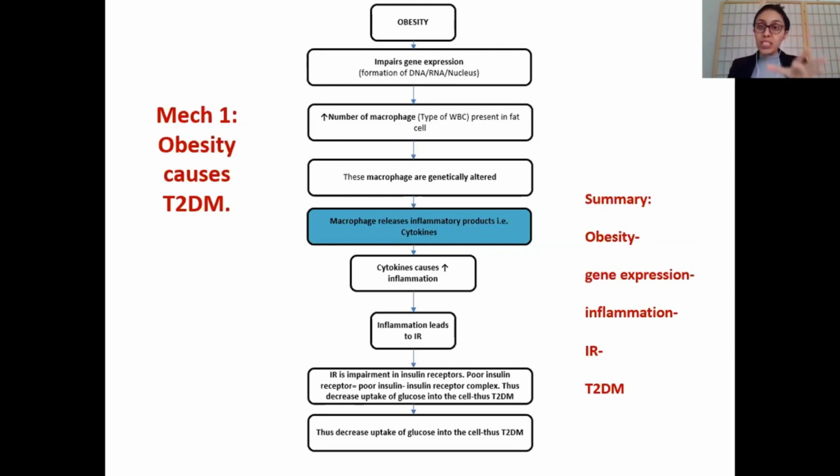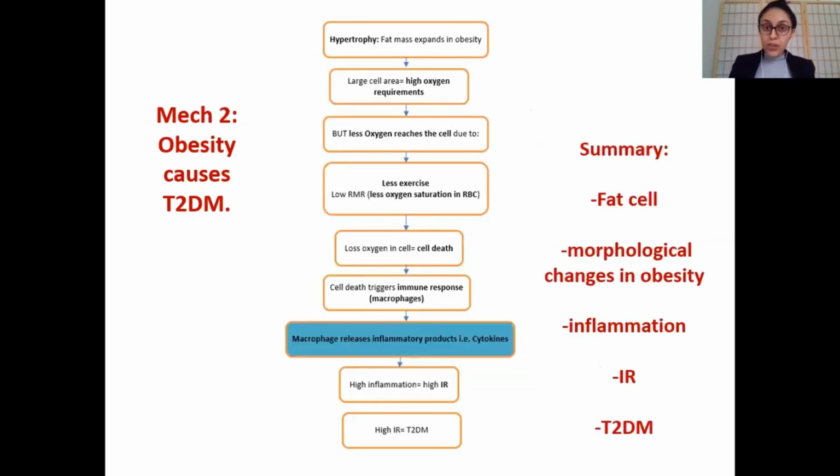Therefore, overall, what is the net result? You have increased inflammatory substances, cytokines, which are your tumor necrosis factor, interleukin 1 and 6. And all of this then leads to insulin resistance, and insulin resistance means causing type 2 diabetes. Okay, so this is your mechanism 1. All right, so now moving on to your mechanism 2.